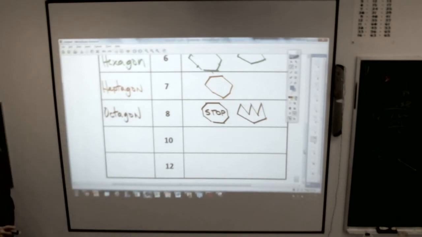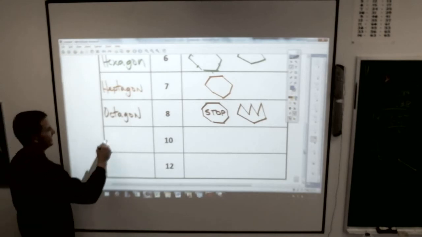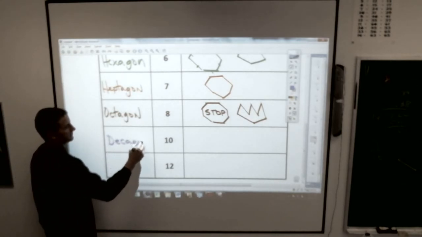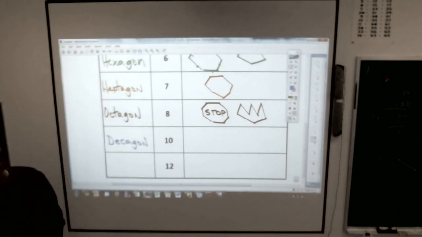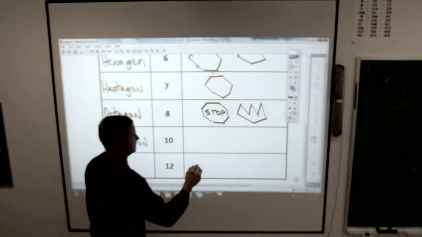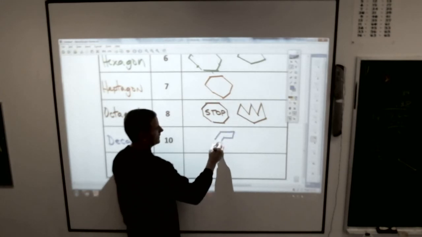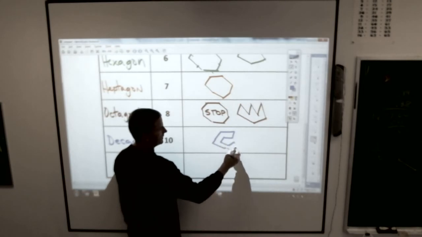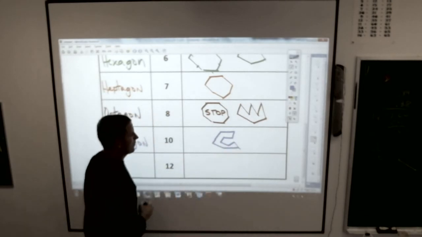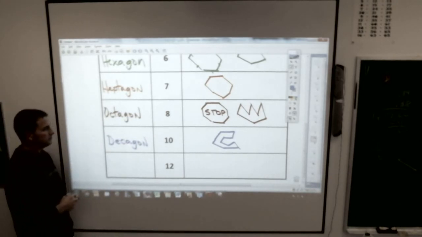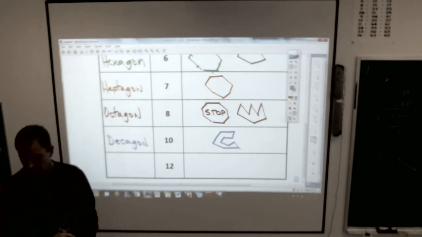10-sided shape. Oh, look at all these people. Ethan says decagon. You know, just like a decade, decagon is 10 sides. And what the book has, oh look, the book has like a C-shaped thing. 1, 2, 3, 4, 5, 6, 7, 8, 9, 10. Looks like an arm. It does look a little like an arm. Mine looks weird.